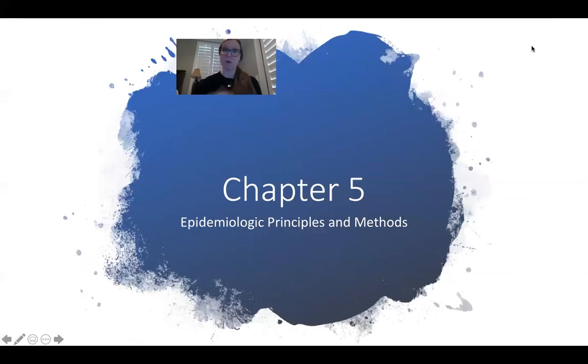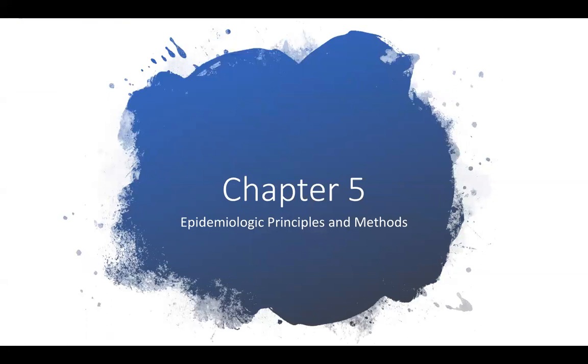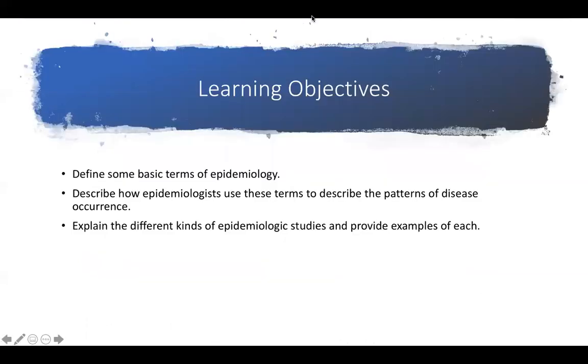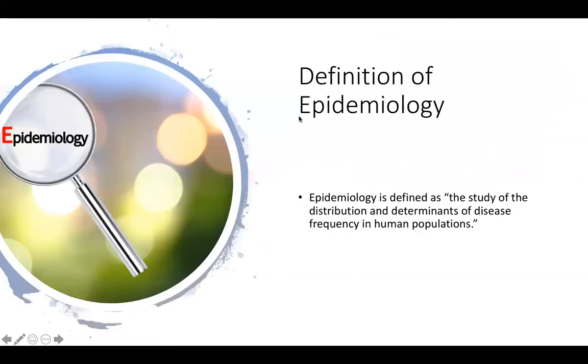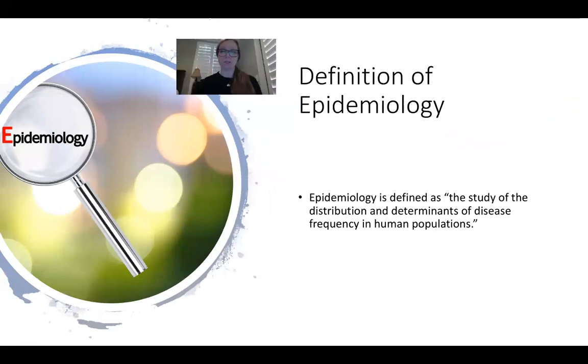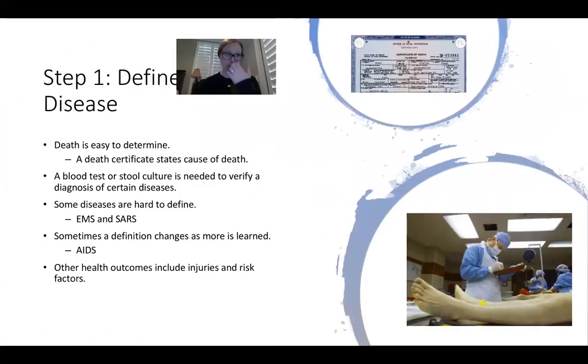Okay? So now we're going into chapter 5, last chapter. And we're talking about the principles and methods of epidemiology, objectives, basic terms of epidemiology, how epidemiologists use their terms to describe patterns of disease and occurrence, different kinds of epidemiologic studies, provided examples of each, so we need to be aware of that. All right, definition again, the study of distribution and determinants of disease and frequency in human population. Know that.